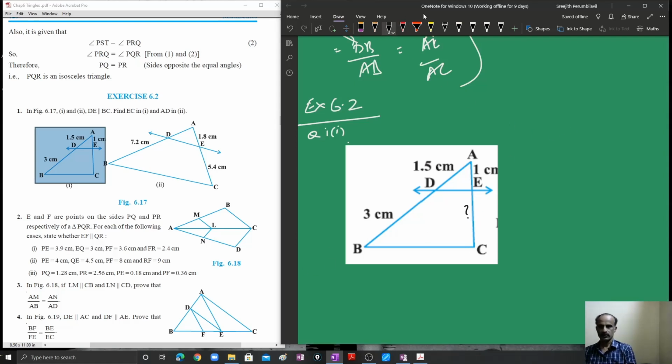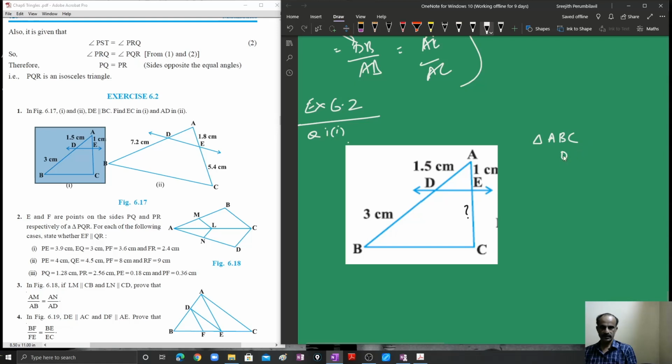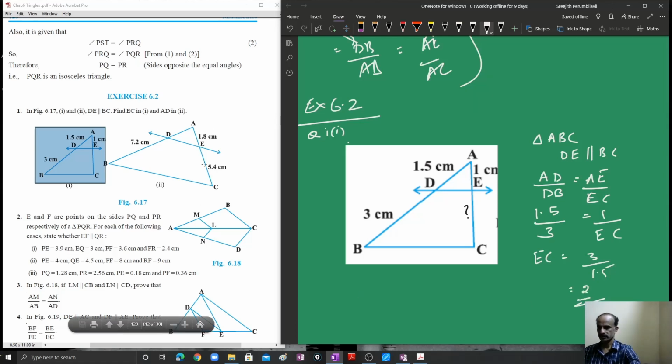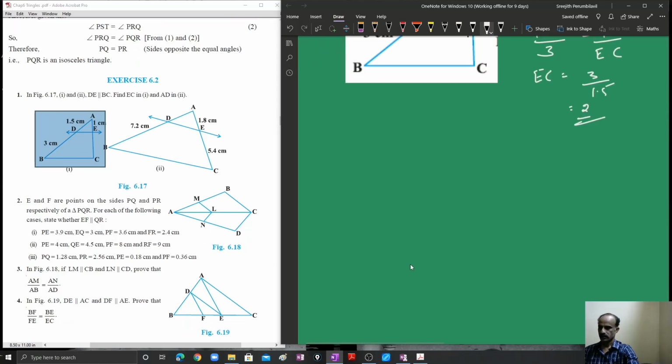EC. Here what is given? In triangle ABC, DE is parallel to BC. So immediately AD by DB is equal to AE by EC. Substitute the values: 1.5 divided by 3 is equal to 1 divided by EC. Cross multiply. EC is equal to 3 divided by 1.5, that is 2 centimeters. Similarly, you can try this also. Next, question number 2. We will take it at random.